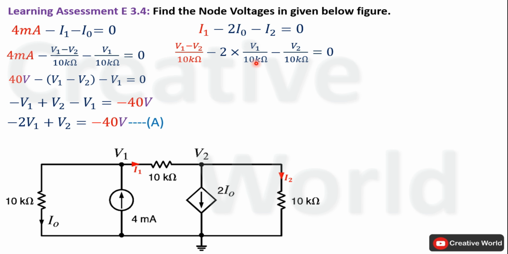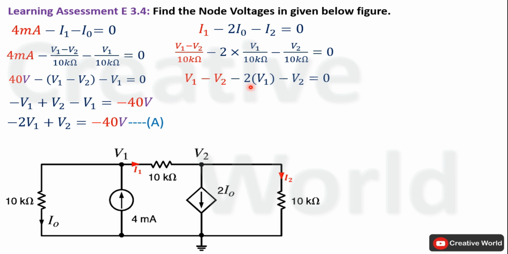Now in order to further solve this equation, we will multiply this equation on both sides with 10 kilo ohm. Product of 10 kilo ohm and (V1 minus V2) divided by 10 kilo ohm will result in V1 minus V2. The 10 kilo ohm will cancel out with the 10 kilo ohm in the denominator. Same case will be applied with these two values because both have 10 kilo ohm in the denominator. So the equation will become V1 minus V2 minus 2 times V1 minus V2 equal to 0.